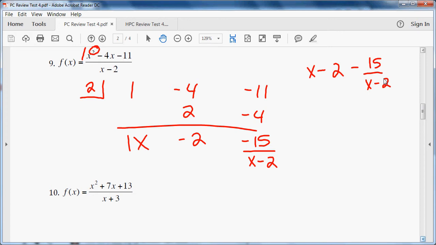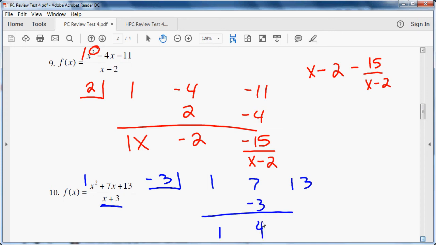Number 10, very similar process. We'll put -3 in the box because that's what makes the denominator equal 0. Then we use the coefficients, 1, 7, and 13. We bring the 1 straight down, -3 times 1, 7 plus -3, -3 times 4 is -12. Bring that down, it's a 1. So we reduce it from x squared down to x to the first. Then the 4 is our constant, and the 1 is our remainder. It gets put over x plus 3. So your answer should look like x plus 4 plus 1 over x plus 3.